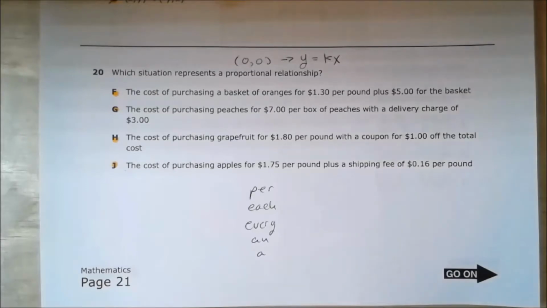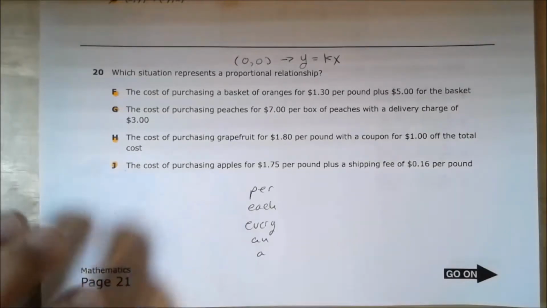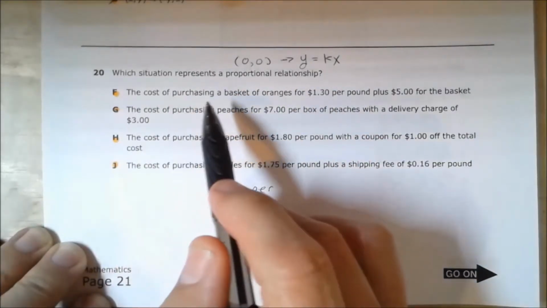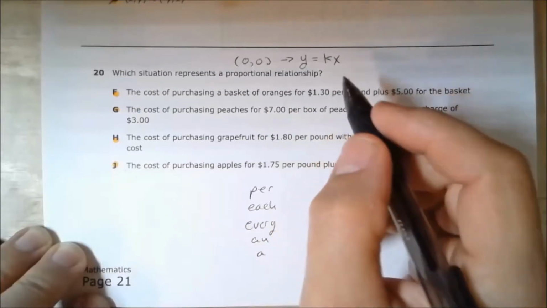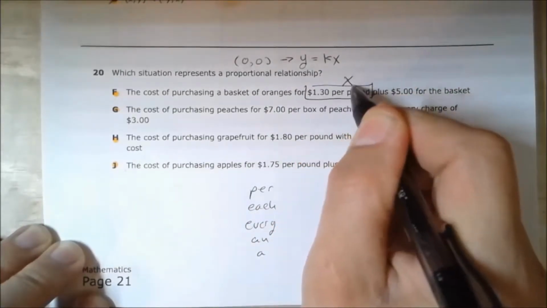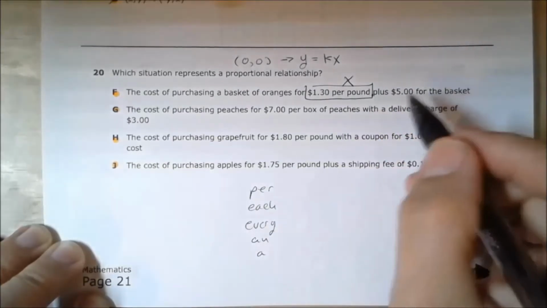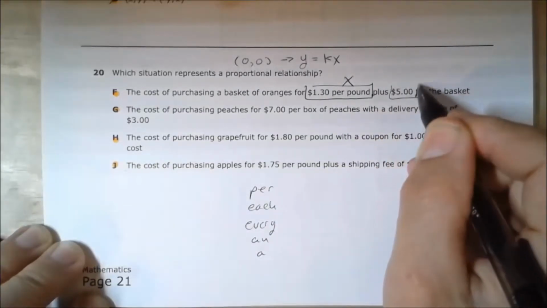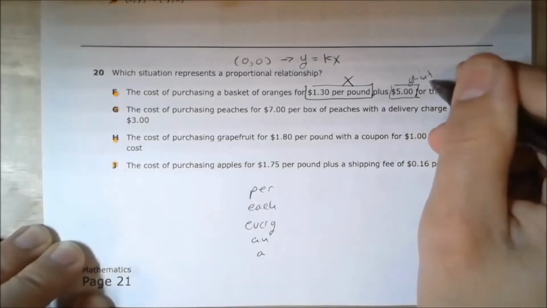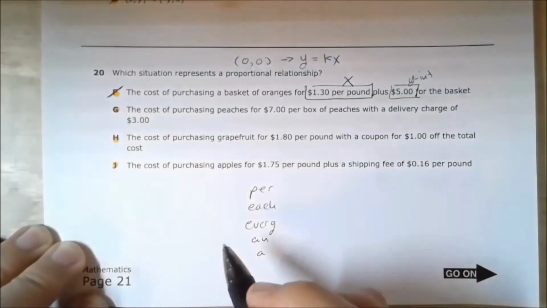So let's take a look at F, and we're going to see if we can rule this one out. If we can find a y-intercept, we cancel it out. It's not an option. The cost of purchasing a basket of oranges for $1.30 per pound. That gets our variable, so I'm going to put an X on it. So we're good. Plus $5. That plus $5, that's a y-intercept. That's non-proportional, so it can't be F.